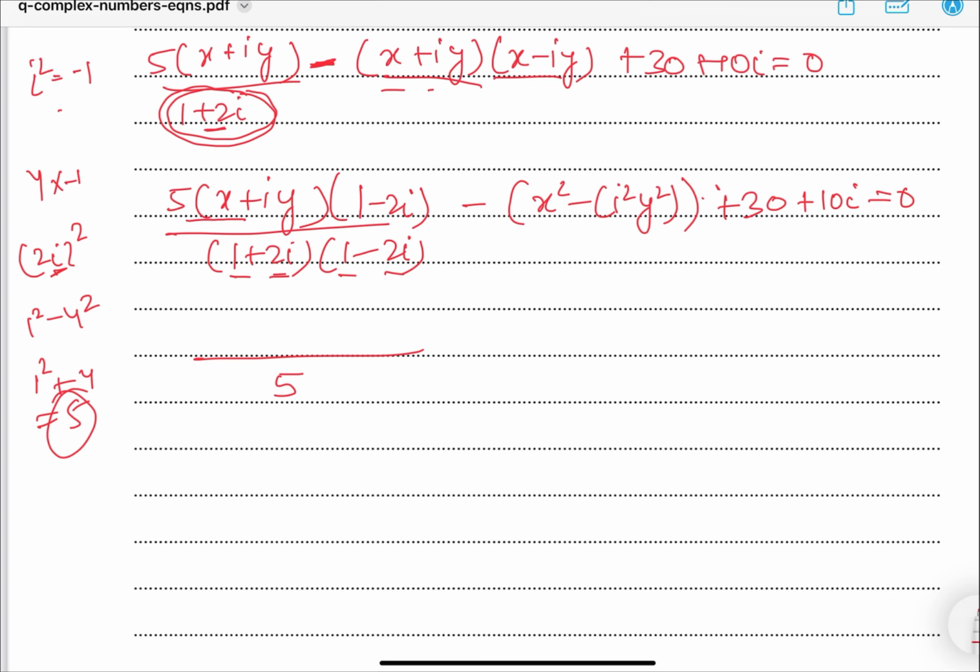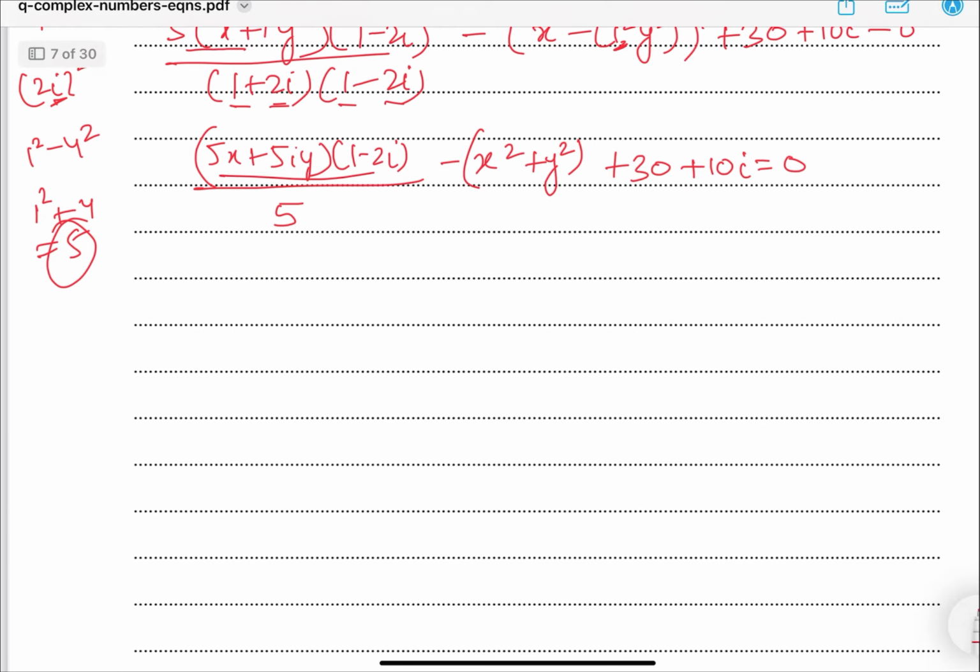Now multiply this 5 by both. So it would be 5x plus 5iy times (1 minus 2i), minus (x square plus y square). This would become negative x square, and positive y square. How positive y square? i square is negative 1. Just multiply it by negative and it will become positive. Plus 30 plus 10i equals 0.